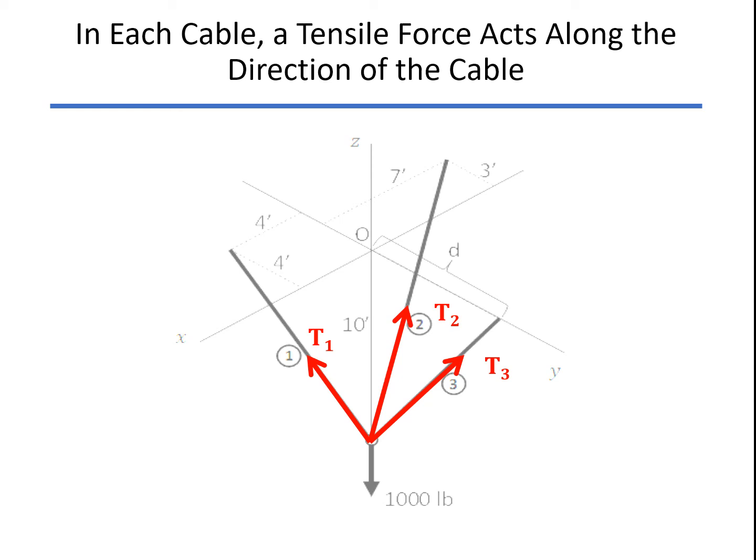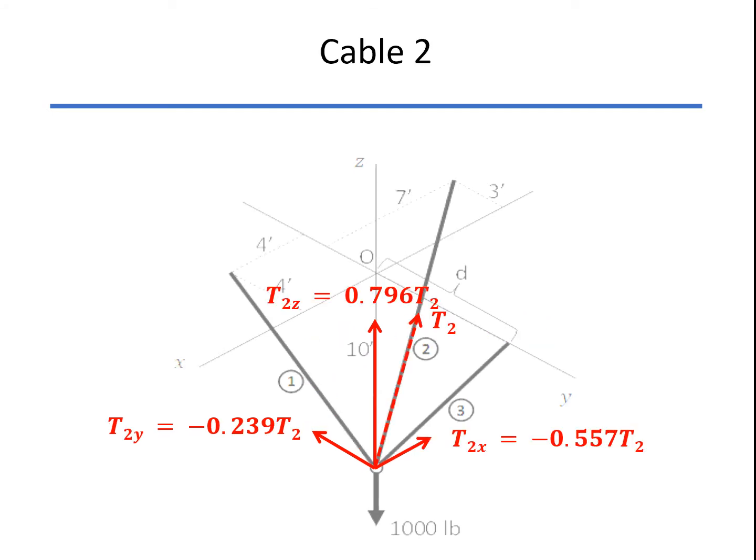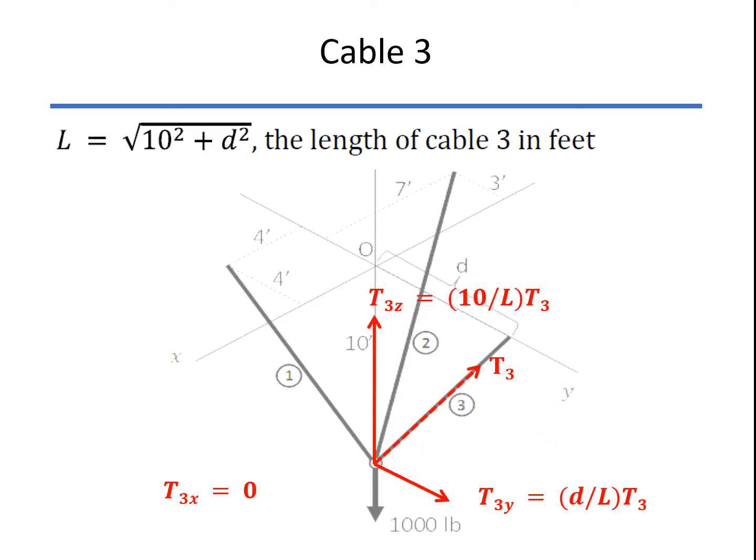So again, in statics class, you'll learn how to take each of these and divide it into its X, Y, and Z components. So, for example, cable 1, its T1 is in the direction of the cable, but we can divide it into 3 components in the X, Y, and the Z directions. And you can do the same thing here for cable 2. Again, components X, Y, and Z. Cable 3, remember we said it's only in that YZ plane, so it does not have an X component.